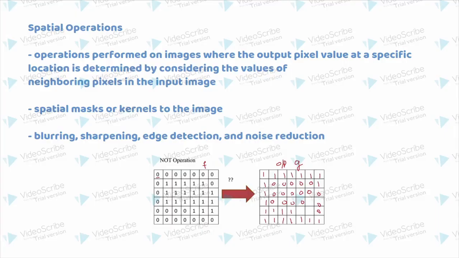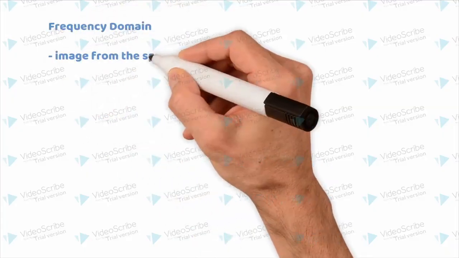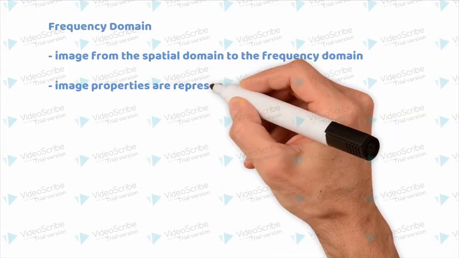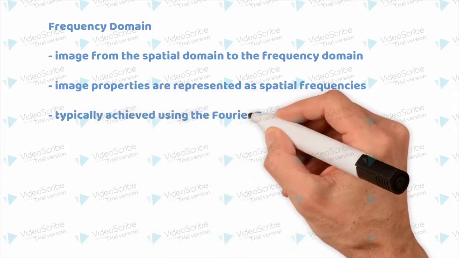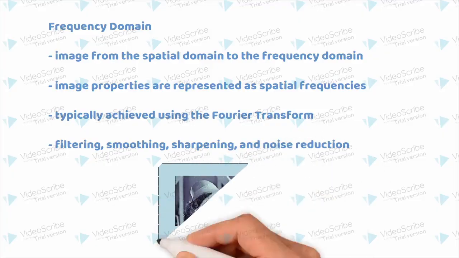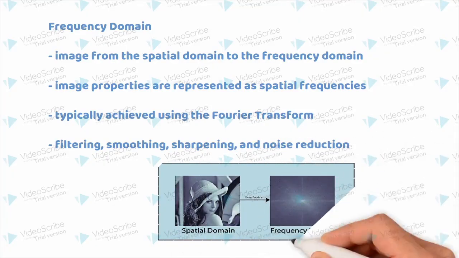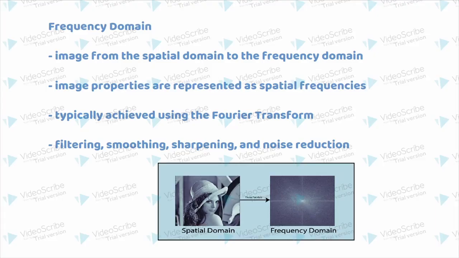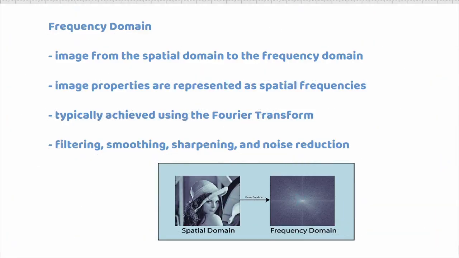And the other image enhancement technique, frequency domain, involves transforming an image from the spatial domain to the frequency domain, where image properties are represented as spatial frequencies. This transformation is typically achieved using the Fourier transform or similar techniques. In the frequency domain, images can be analyzed and manipulated based on their frequency components, allowing for operations such as filtering, smoothing, sharpening, and noise reduction. More details will be explained in the other lectures. This will hopefully give you an overview regarding image enhancement and what we are about to learn.